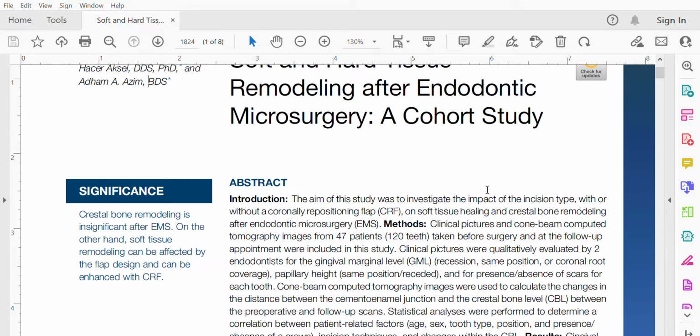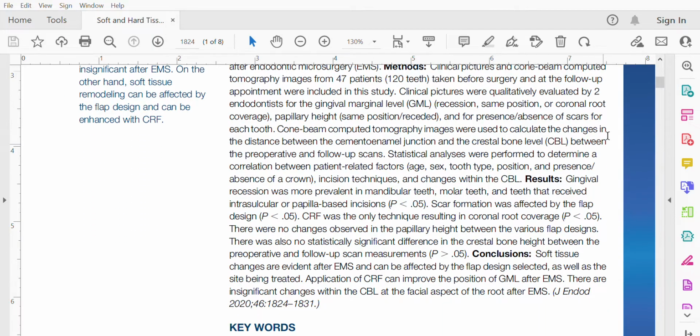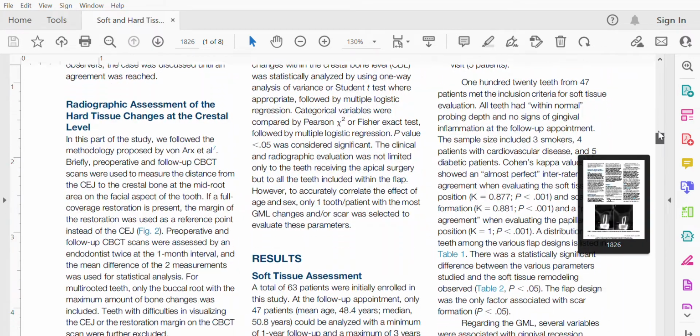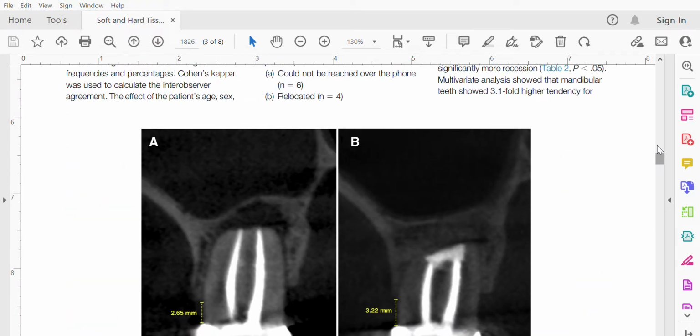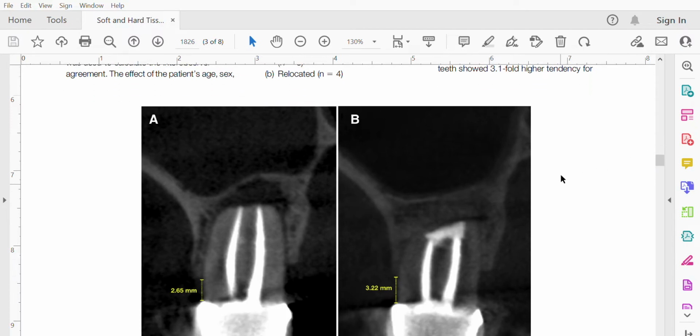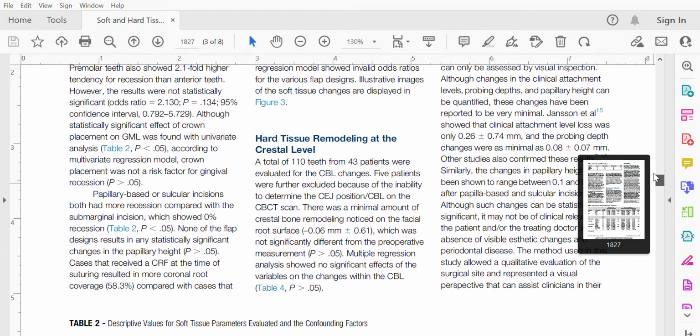And in the radiographic assessment for crestal bone level, they are looking in the CBCT at the distance between the CEJ and the crestal bone at the mid-root on the facial aspect of the tooth. And the result found from 47 patients is that the gingival recession was more prevalent in mandibular teeth, as we can see in these images.